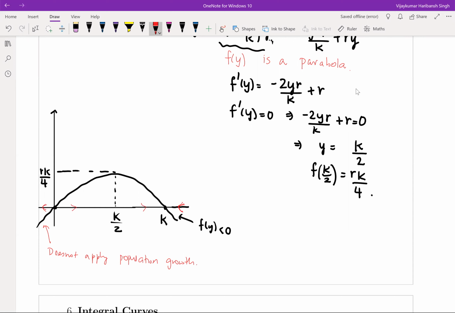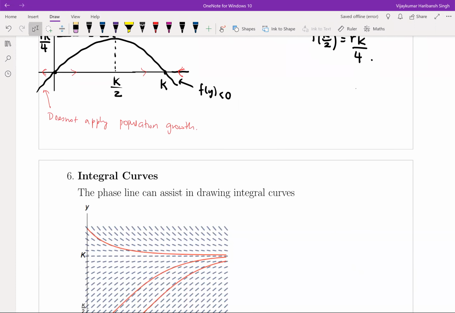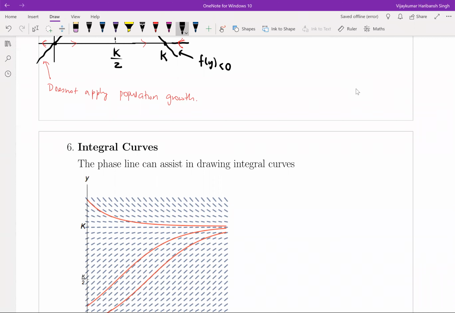So we'll see how the phase lines help us draw the direction field. Now the phase lines can assist us in drawing what? The integral curves of the direction field. So notice the following, first of all. This is the direction field of the previous equation. We'll see how to get to this from the previous one.